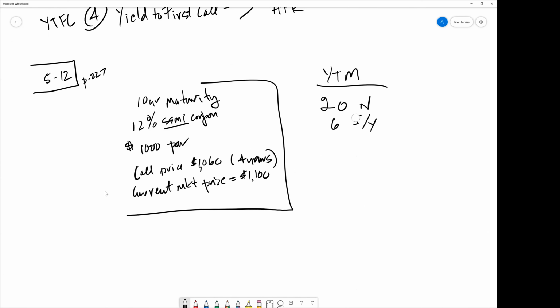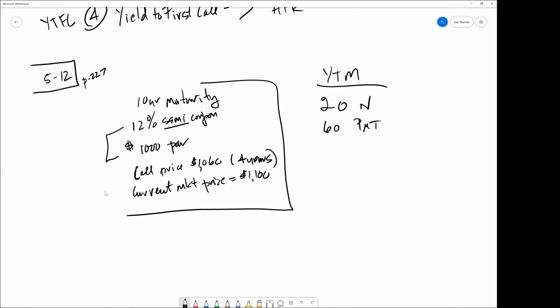Well, okay. Let me explain this before I put this up here. It says 12% semi-annual coupon. Remember, that's 12% of $1,000. That's $120, so that's going to be $60 each 6 months as a payment. Got a call price of $1,060, but we're not going to worry about that right now.